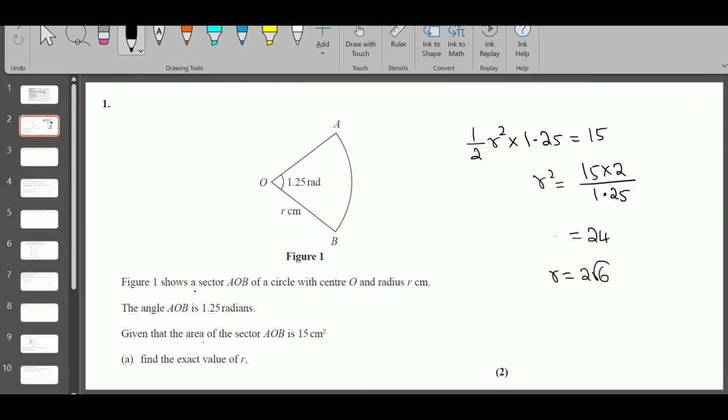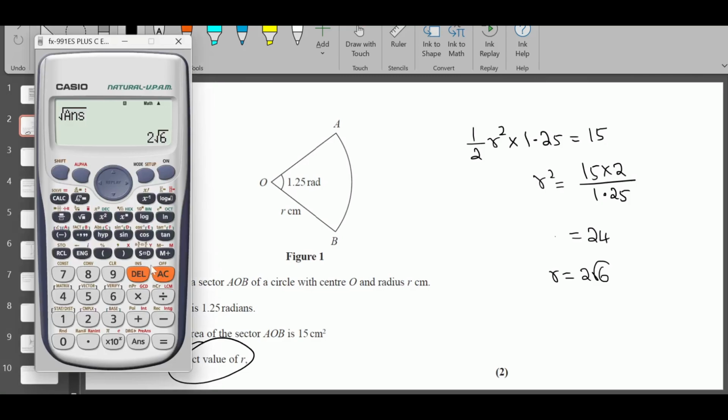They want the exact value. So if you change it to decimal, it has a lot of decimal places. Don't write the decimal number, you will lose marks. So keep it as 2 root 6.